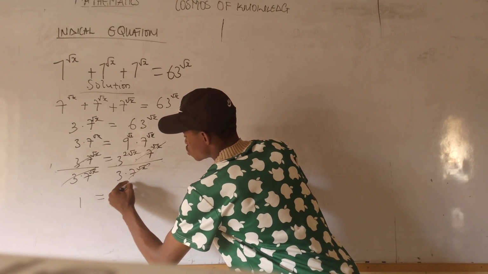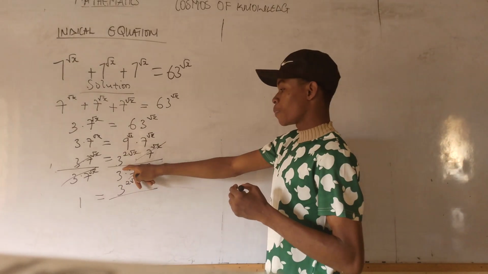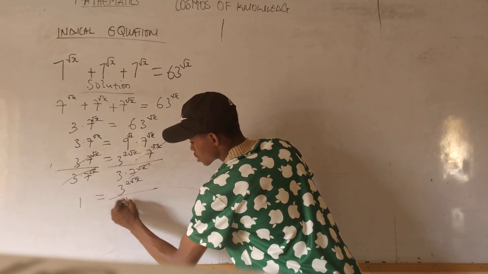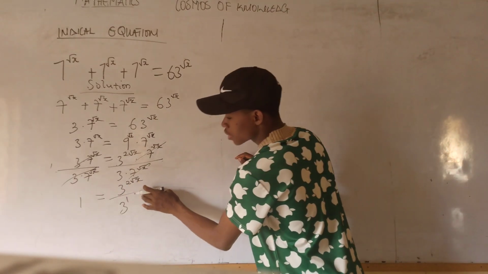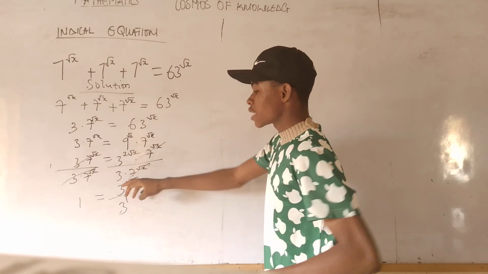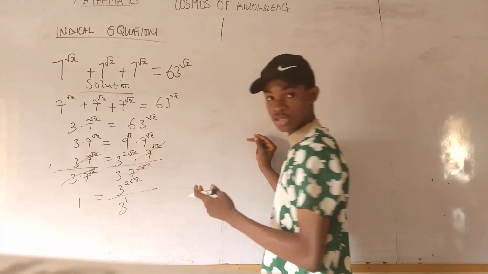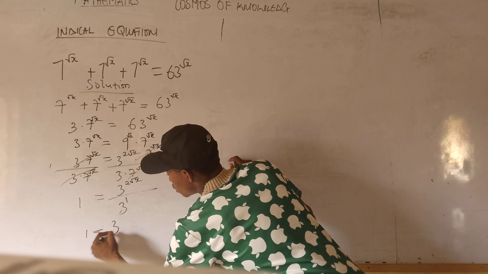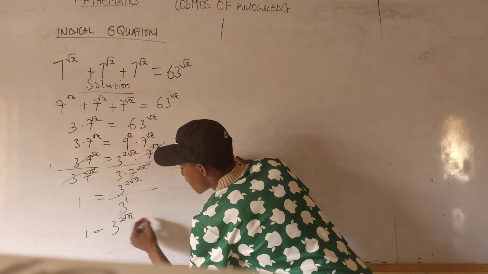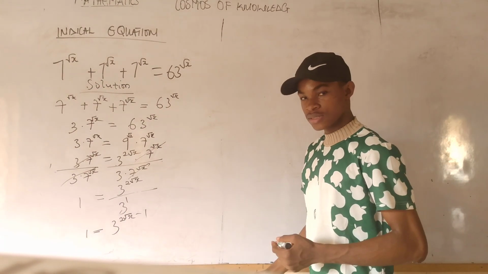3 raised to power 2 root x. Remember, there's still 3 here. And remember, if there's no power, it's 1, okay? So this is 3 raised to power 1. And recall from indices, if the bases are the same, you can do what? Subtract the powers if it is division. Okay? So this is what? 1 equals to what? 3 raised to power 2 root x minus 1. The bases are equal. Have you seen it?